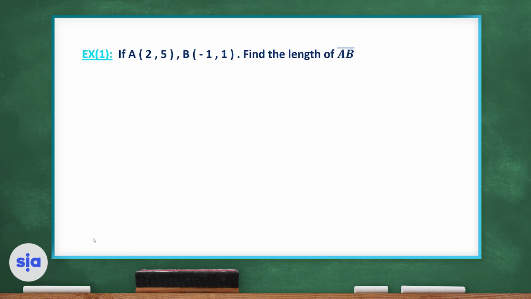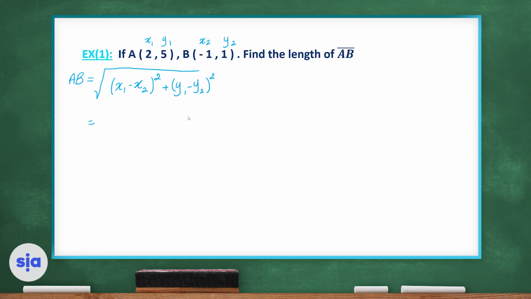Let's now move to example 1 and see how we are going to solve it. If A is (2, 5) and B is (-1, 1), find the length of AB. The length of segment AB is the same as the distance between points A and B. Then AB equals the square root of (x1 minus x2) all squared plus (y1 minus y2) all squared. And here in the points, this is x1, y1, where this is x2, y2.